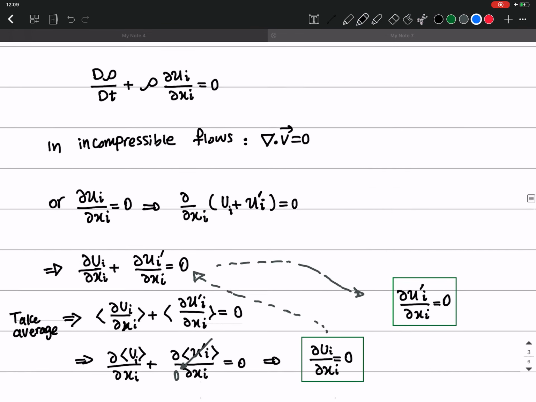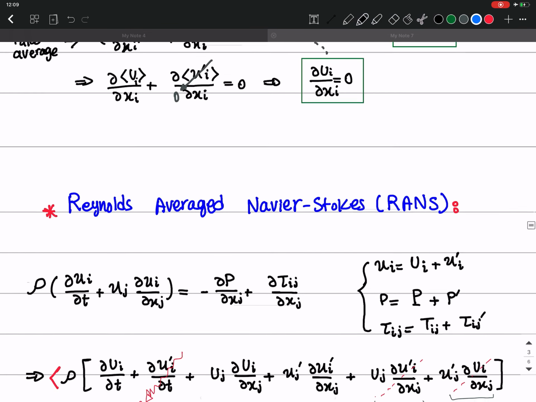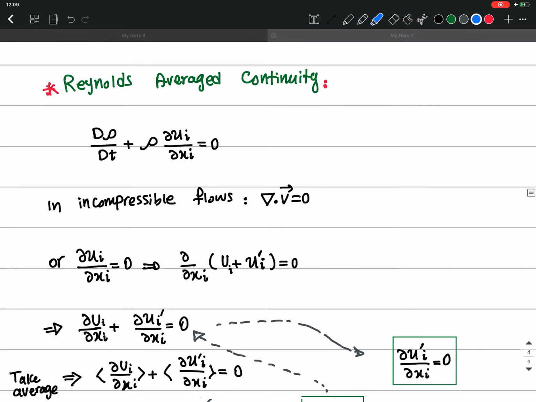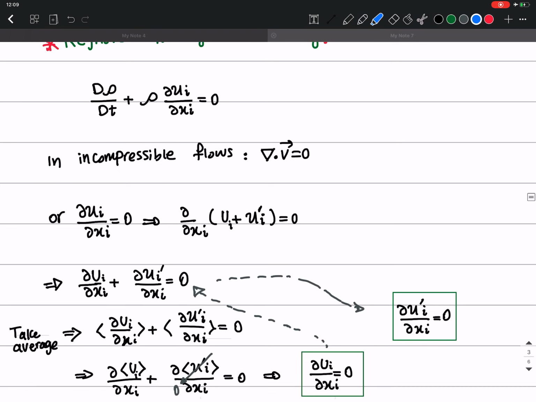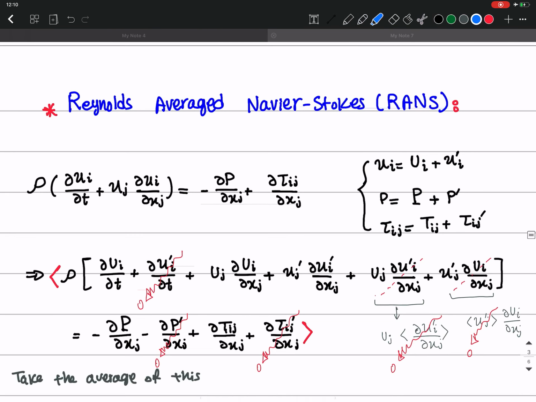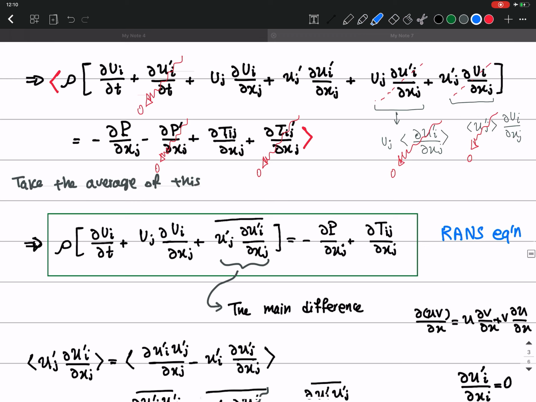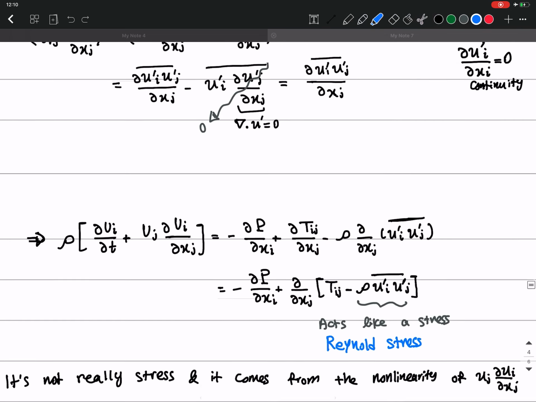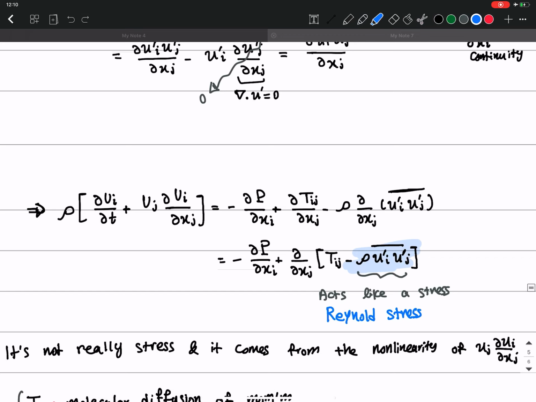And after this, we talked about the Reynolds averaged Navier Stokes equation. Similar to the continuity equation, where we applied the Reynolds decomposition, we applied the Reynolds decomposition to the Navier Stokes equation, and this is what we got. And this is the only additional term compared to the original Navier Stokes equation. Then we showed that this equals this term, and that this actually acts like a stress, and we call that Reynolds stress.